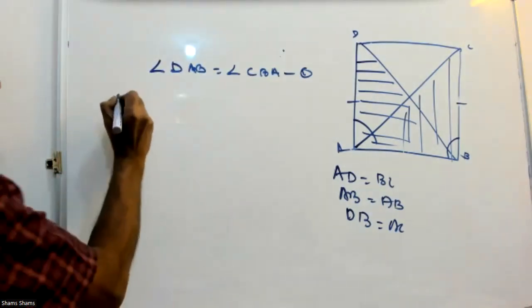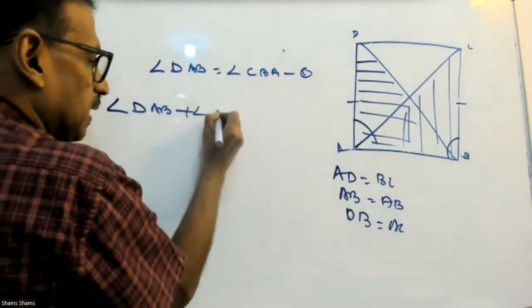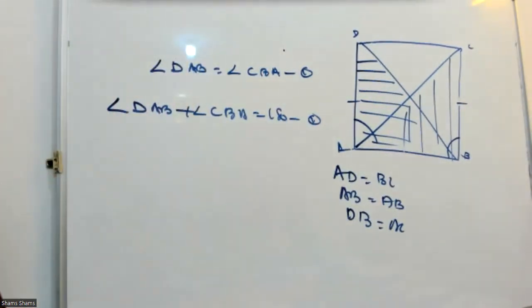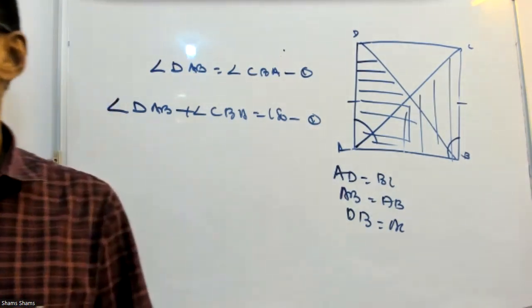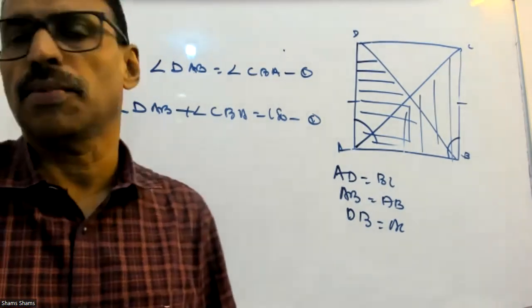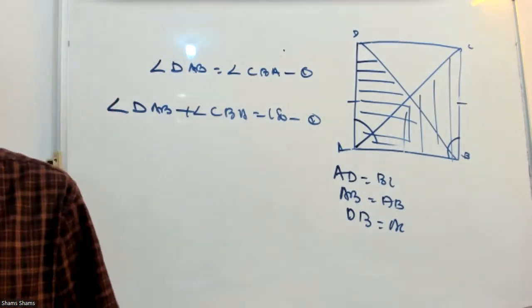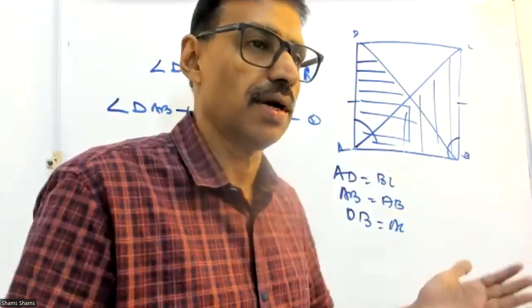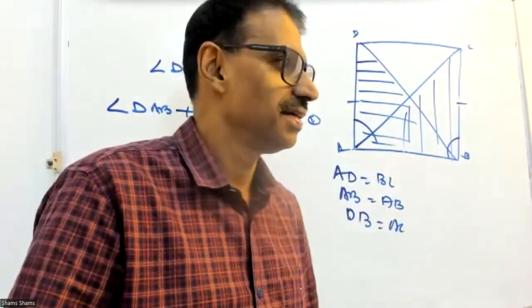So angle DAB plus angle CBA equals 180 degrees, number two, co-interior angles. From these, what will you get? Angle DAB is 90, and CBA is also 90, correct? Listen, the sum of two angles is 180 and both are equal. So that means 90 each. Each angle is 90 degrees. Clear now?